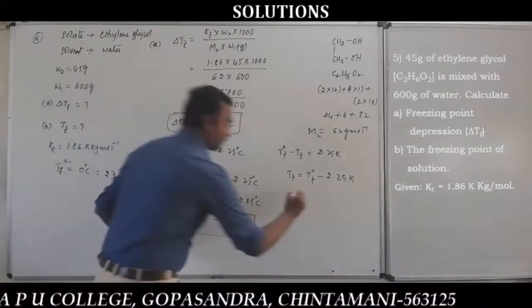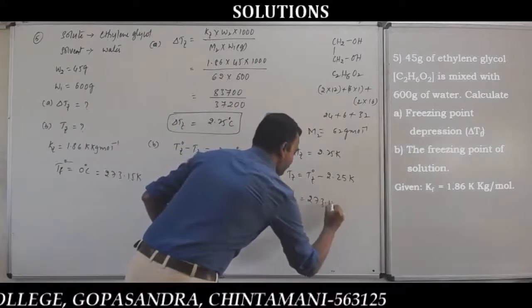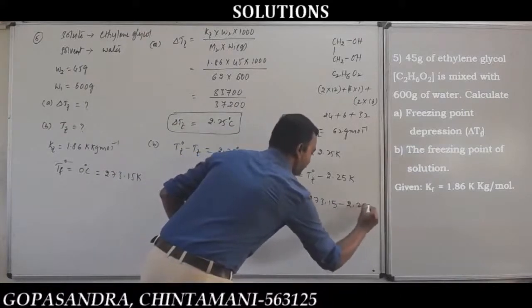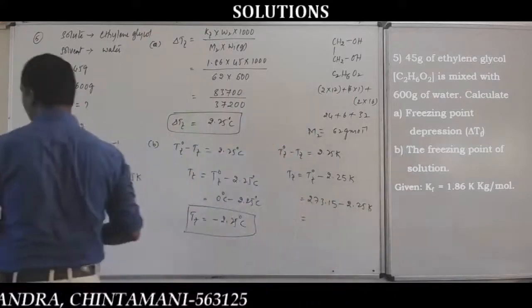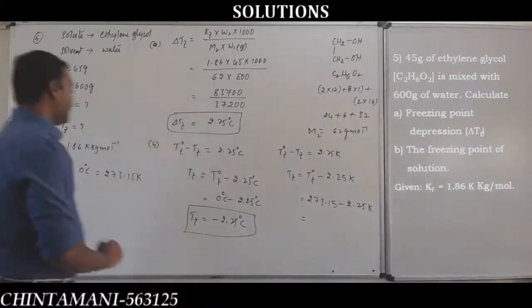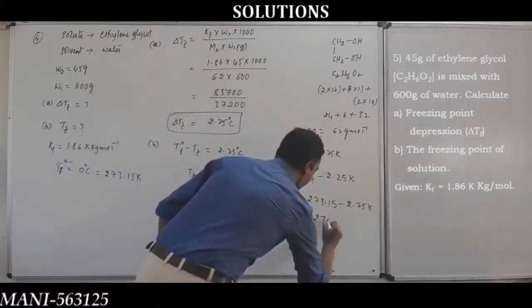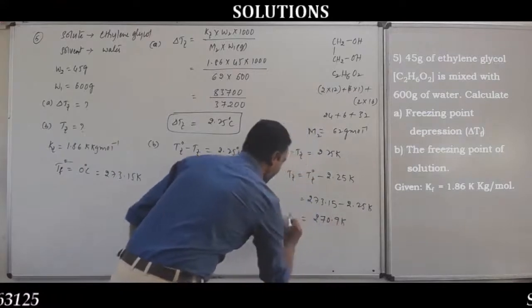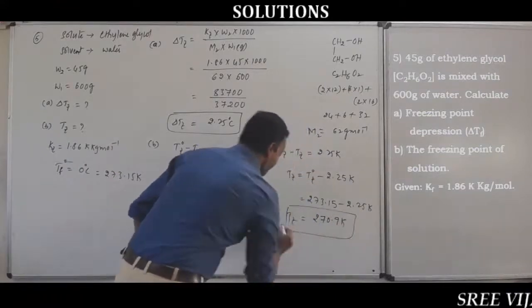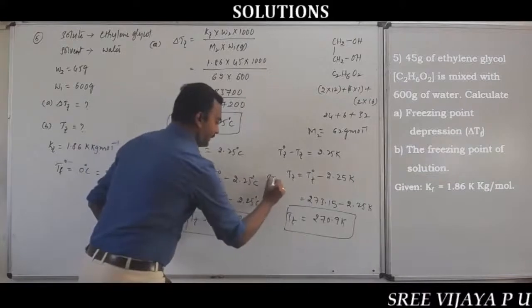So you can substitute: 273.15 Kelvin minus 2.25 Kelvin gives 270.9 Kelvin. That is the TF value. So we get the correct answer.